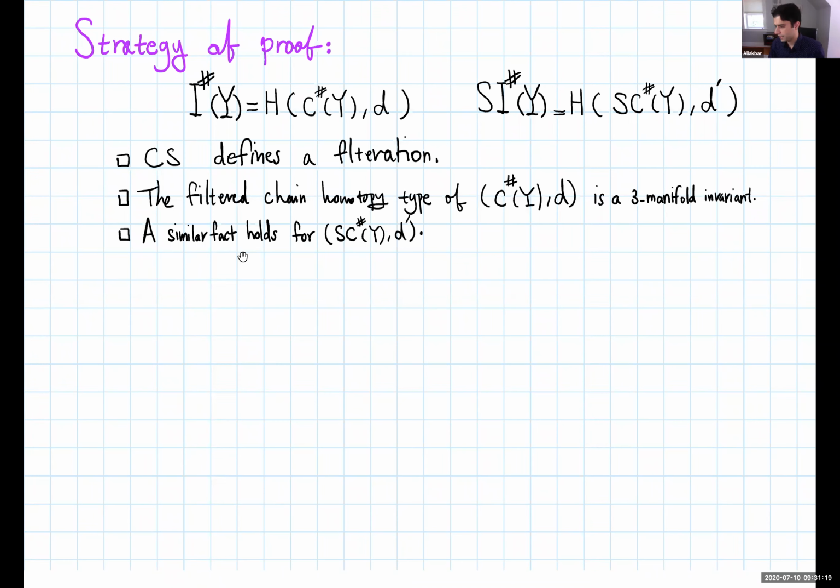And a similar fact holds for the symplectic Floer homology, that this is also filtered, and we can get almost a three-manifold invariant from this filtration. I should say that the filtration here is related to the fact that the Lagrangians are defined canonically. They are not defined just up to Hamiltonian isotopy.